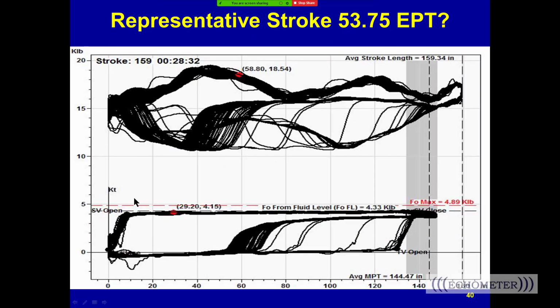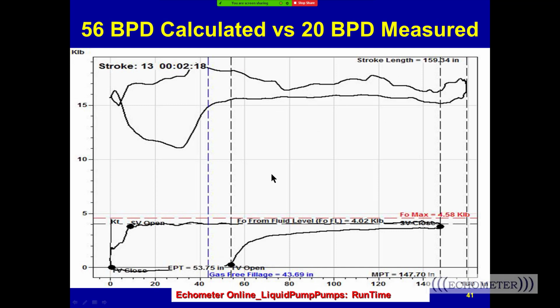Here's another well. If you look at all the strokes that we overlay, we can see that this is when the pump's full. And what's this? Well, we'll talk about that in a minute. And then it starts to pump up, and here's typically where it normally operates, and the representative stroke is around 53.7 effective plunger travel. And so that's the effective travel. But again, it says 56 barrels a day versus 20, what we measured. What's going on here? And this is the example called runtime.